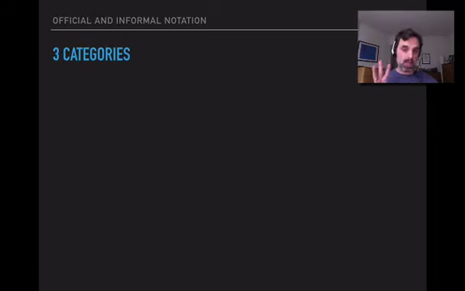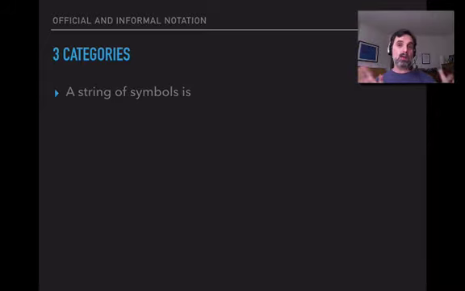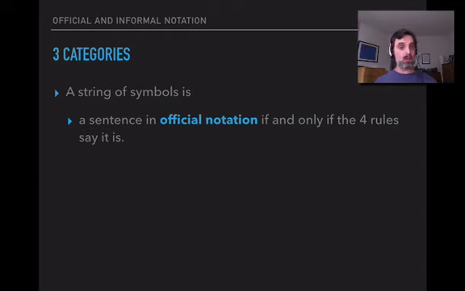So we have three categories in our grammar. First, we have three ways a string of symbols might be. A string might be a sentence in official notation. And how do you get to be official notation? The four rules have to tell you that you are. The rules from the previous video that say either you're a sentence letter, or your negation attached to a sentence, or your two sentences with one of the symbols in the middle and parentheses around the outside.